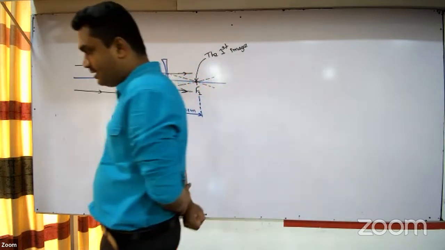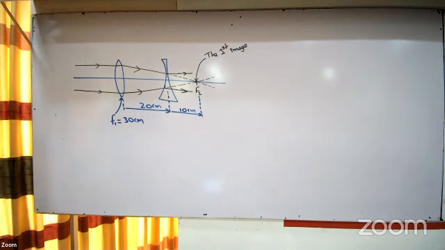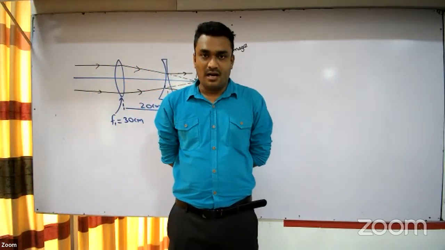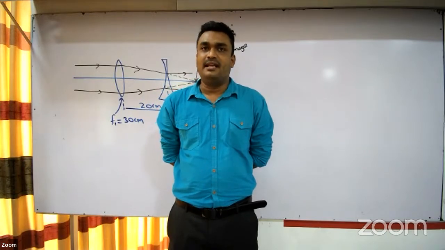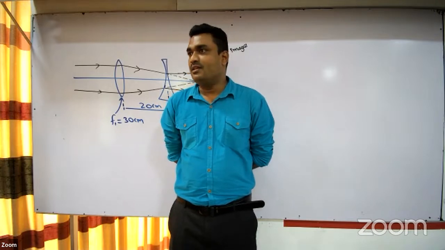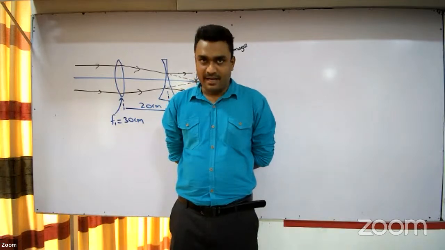As the first image is at a distance of 10 centimeter, comma, object distance to the diverging lens is 10 centimeter. Am I right here?